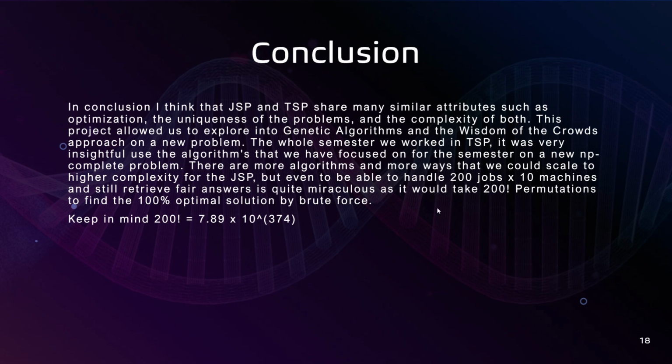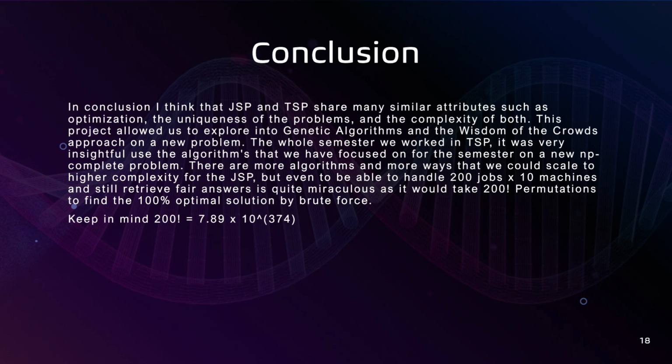So in conclusion, I think that JSP and TSP share many similar attributes such as optimization, the uniqueness of the problem, and the complexity of both. This project allowed us to explore genetic algorithms and the wisdom of crowds approach on a new problem. The whole semester when we worked on TSP, it was very insightful to use the algorithms that we focused on for the semester on a new NP-complete problem.